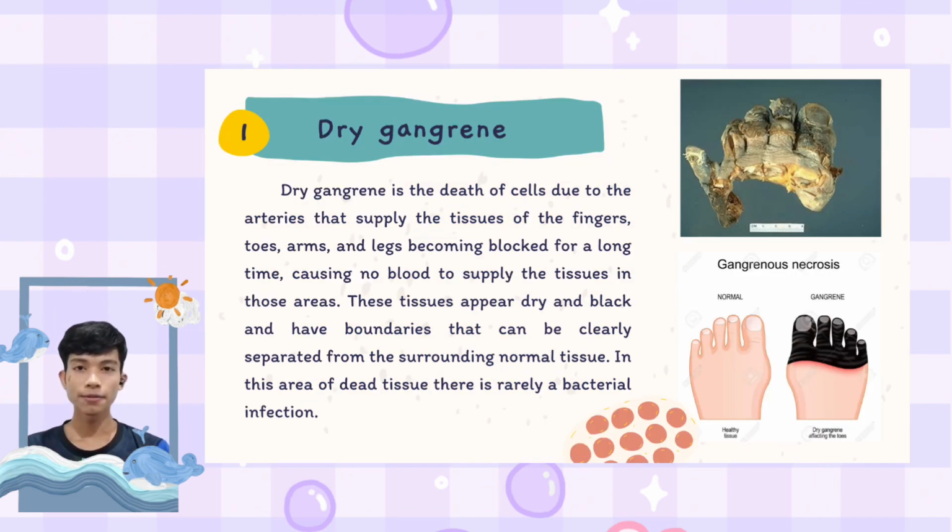Okay, this part is dry gangrene. Dry gangrene is the death of cells due to the artery that supplies the tissue of the fingers, toes, arms, and legs becoming blocked for a long time, causing no blood to supply the tissue in those areas. This tissue appears dry and black and has boundaries that can be clearly separated from the surrounding normal tissue. In this area of the tissue, there is rarely a bacterial infection.